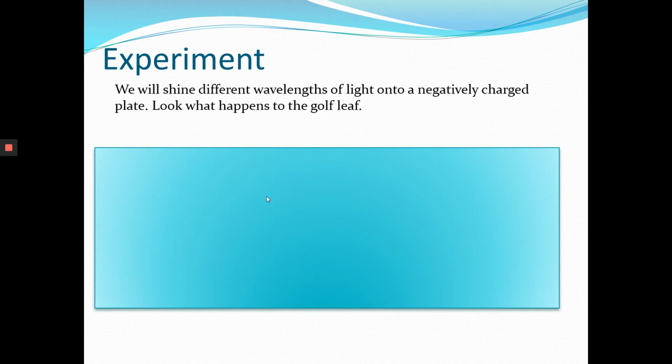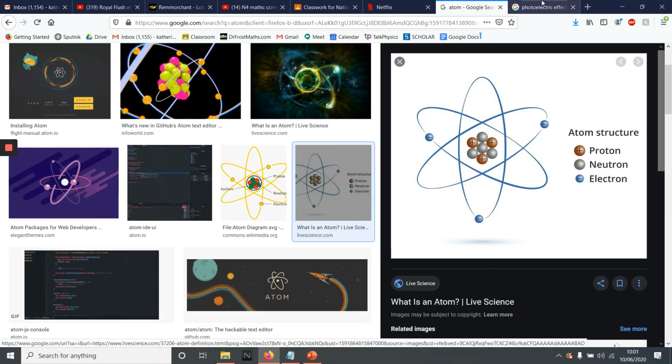Okay, so the experiment that we do to kind of prove that photons are particles, and that light is a particle, is something called the photoelectric effect gold leaf experiment. Now, obviously we can't do this experiment at this point, so I'll try my best to explain it to you and show photos as well.